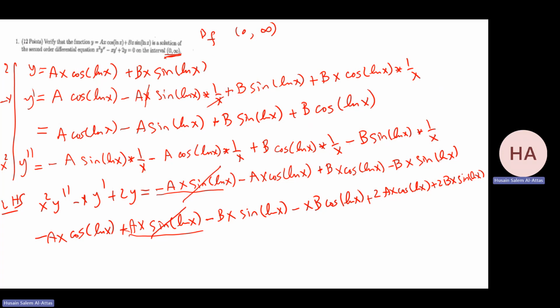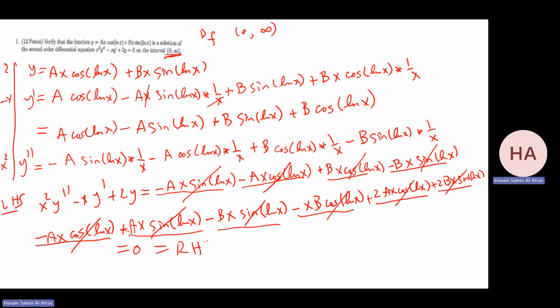I have minus ax cosine ln x. Well, I have it again here, and this is plus 2a. So we'll cancel this one. Okay, bx cosine ln x, this with this, cancellation. This is minus, plus this, also cancellation. That equals 0, which is the right-hand side.